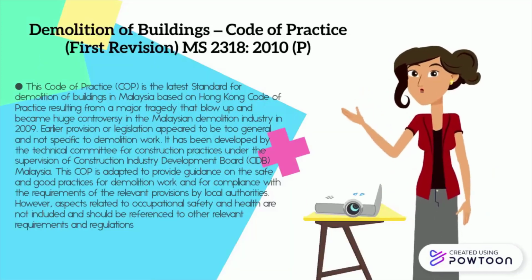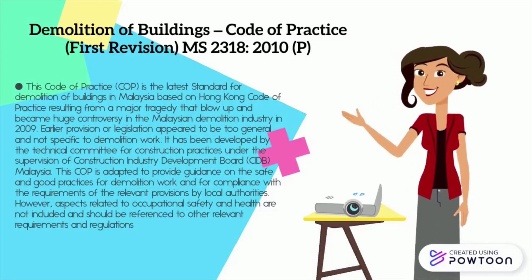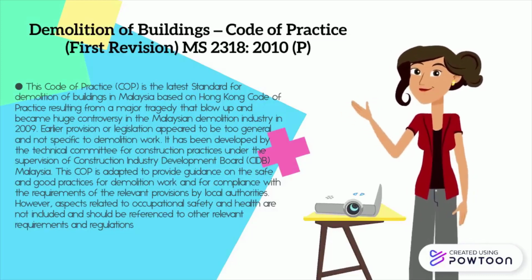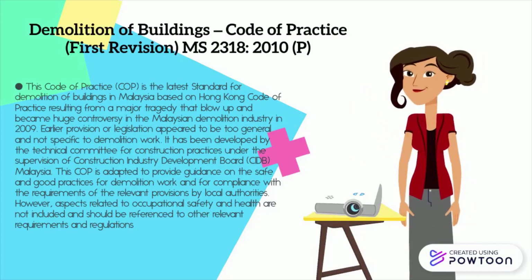Lastly, demolition of buildings Code of Practice, first revision MS 2318:2010. This Code of Practice, COP, is the latest standard for demolition of buildings in Malaysia, based on the Hong Kong Code of Practice, resulting from a major tragedy that blew up and became a huge controversy in the Malaysian demolition industry in 2009. Earlier provisions or legislation appeared to be too general and not specific to demolition work.